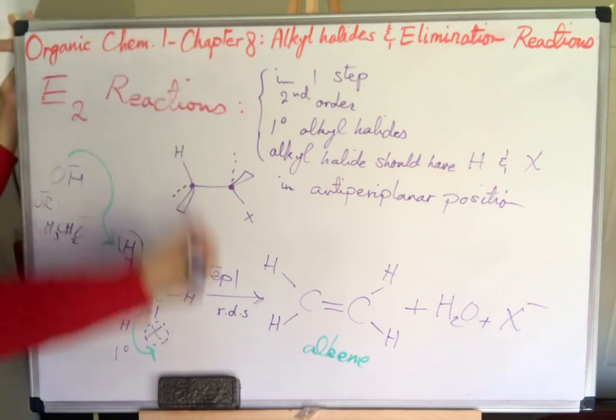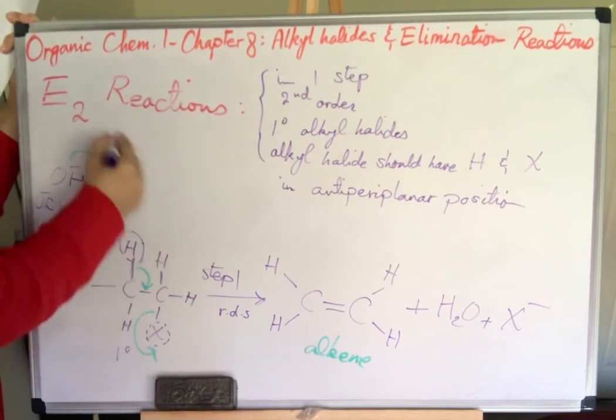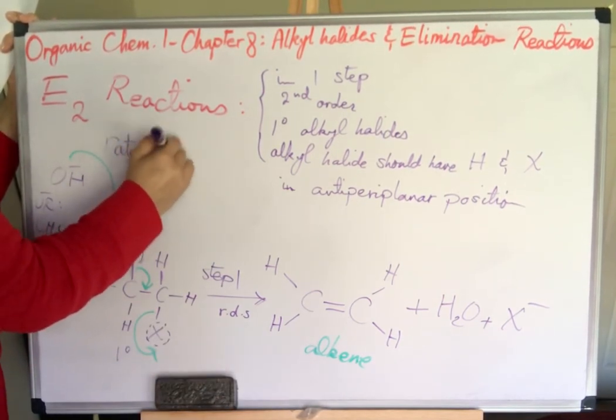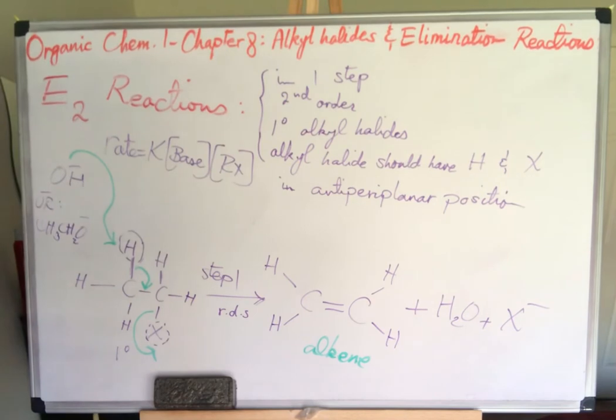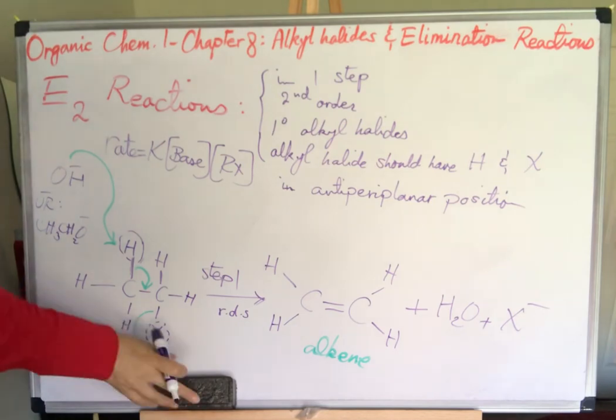We said it's second order, so the rate equation is written as k[base][RX alkyl halide]. That's the meaning of second order. That's why it's called E2. As far as the solvent, we need a polar aprotic solvent. Aprotic means that we don't need a hydrogen because it's going to distract the base. We want the base to grab this hydrogen, not the hydrogen from our solvent. And as far as the substrate, we said primary alkyl halides or substrates are better for this purpose. Let's talk about E1 reactions now.